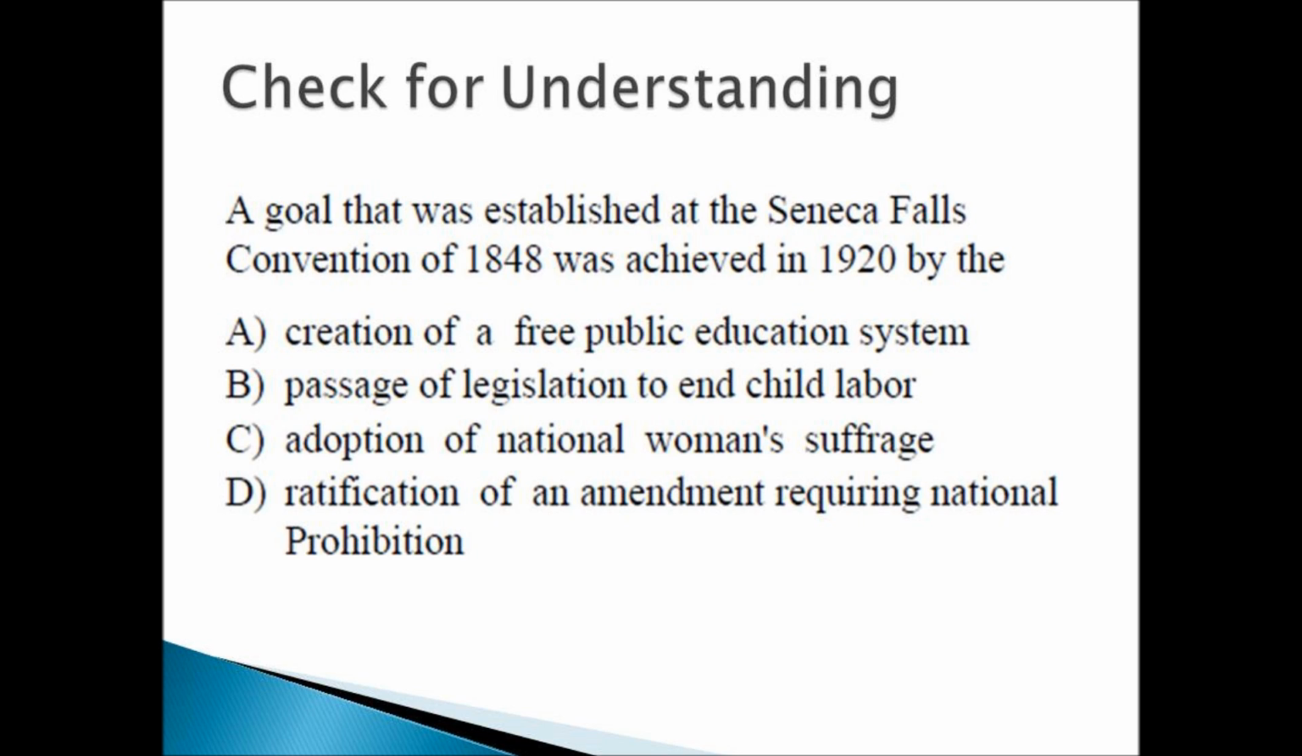Our second check for understanding. A goal that was established at the Seneca Falls Convention of 1848 was achieved in 1920 by A, creation of a free public education system, B, passage of legislation to end child labor, C, adoption of national women's suffrage, or D, ratification of an amendment requiring national prohibition.